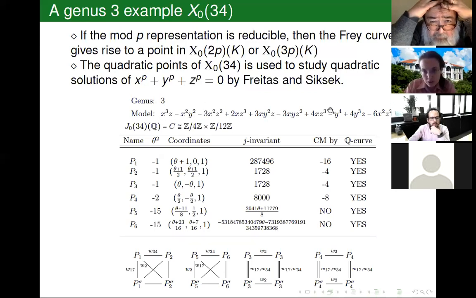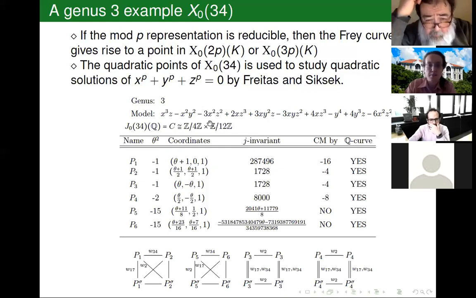So this is a model for this classical modular curve of level 34. And these are the points that we find, all the quadratic points, there is nothing else. This is their field of definition. So the first three are defined over Q adjoin square root of -1. We have another one defined over Q adjoin square root of -2, and two more defined over Q adjoin square root of -15. Okay, and we find their coordinates with respect to this model, the j-invariant of the elliptic curve corresponding to this point, whether or not this elliptic curve has CM, and so on and so forth.